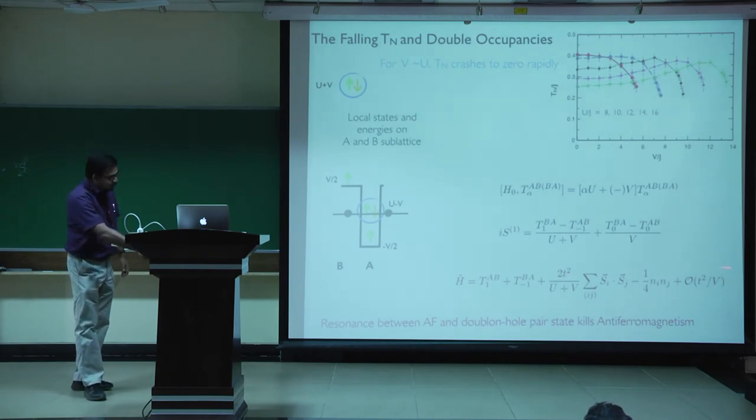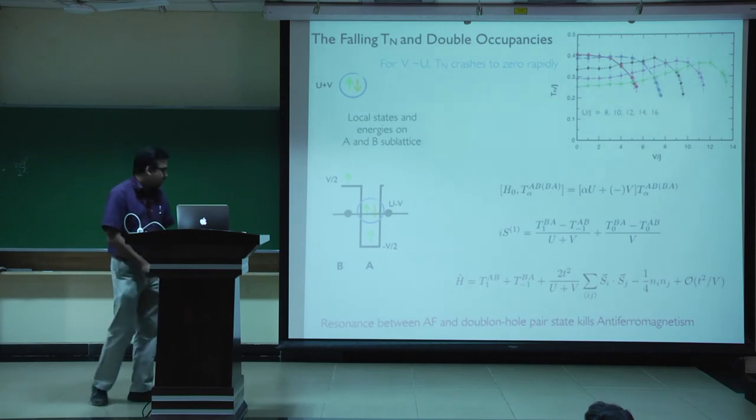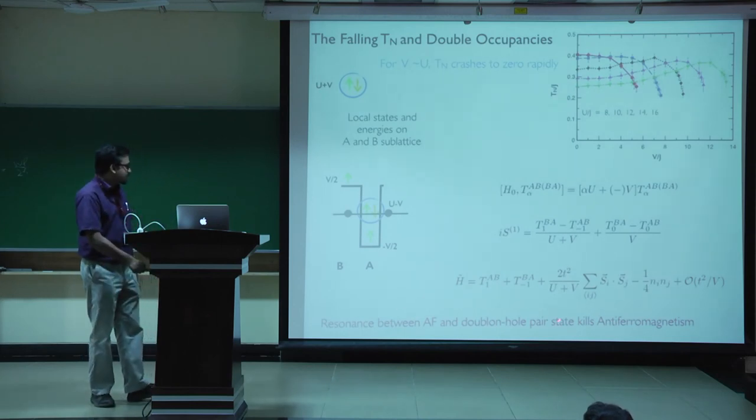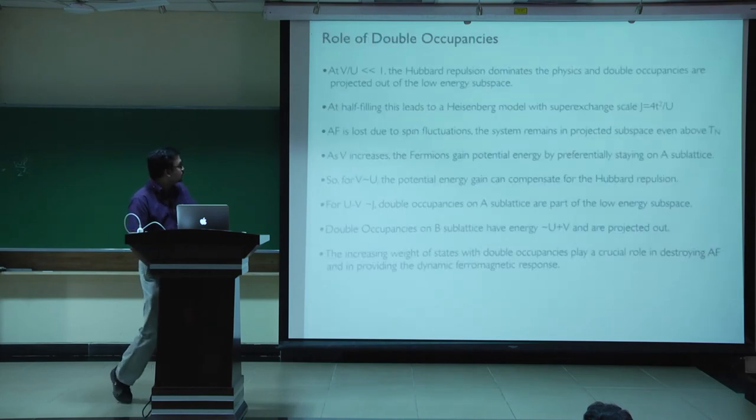It has some other terms, which are T square over V. But more importantly, it now starts to have a fermion hopping term. And it's this result which basically takes the antiferromagnetic state to a state which has no locally staggered magnetization. So it's this resonance between AF and double-unholed pair states that kills the antiferromagnetism.